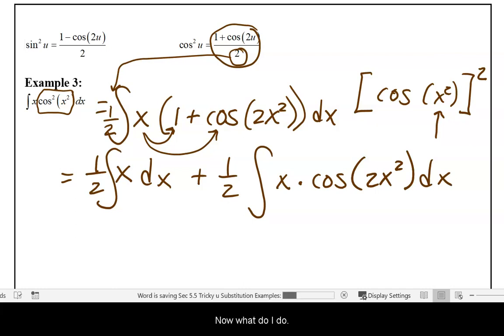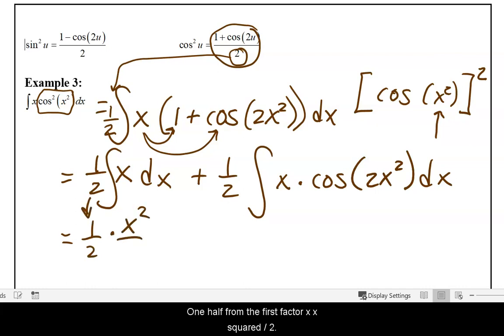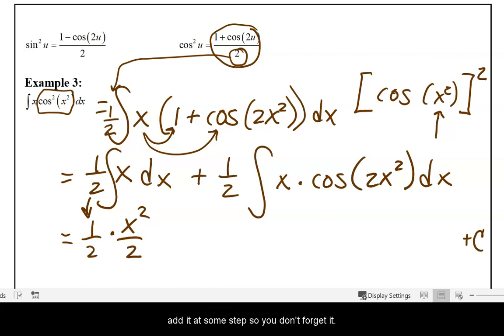Now what do? Well, can you integrate the first integral without u substitution? Yes, of course. The antiderivative of x is x squared over 2, so we do it. 1/2 from the first factor times x squared divided by 2. I will eventually at some point need a plus c. You may want to add it at some step so you don't forget it.